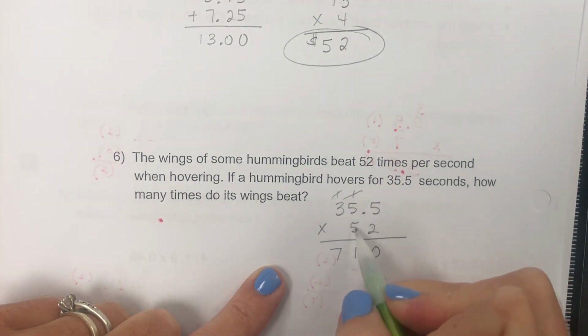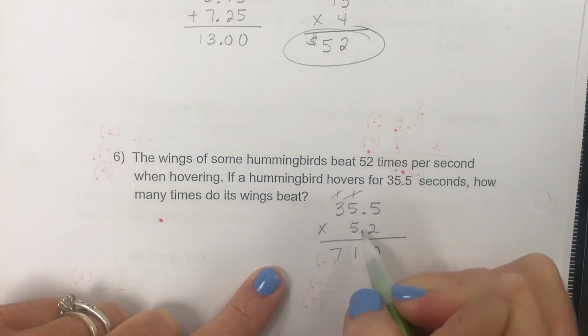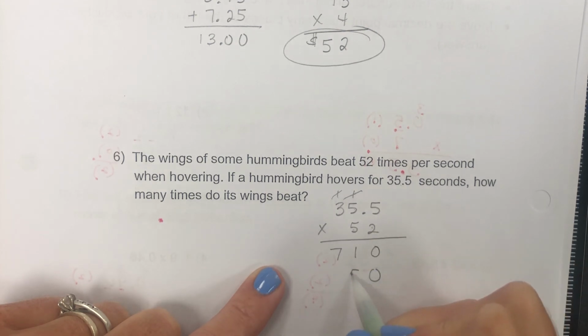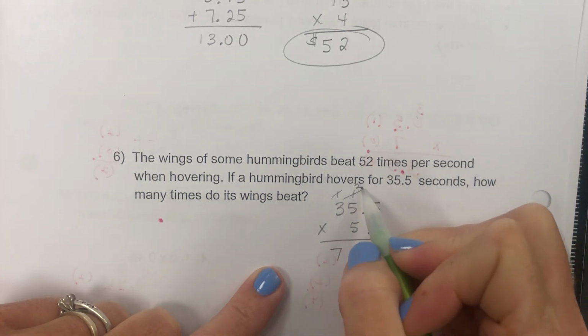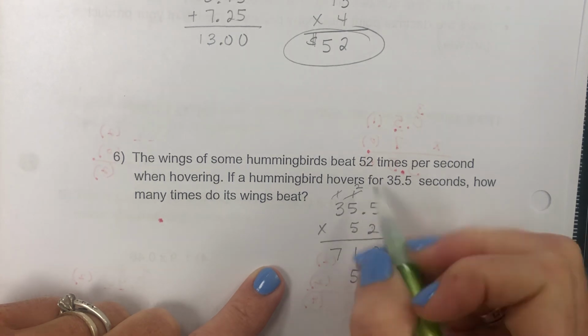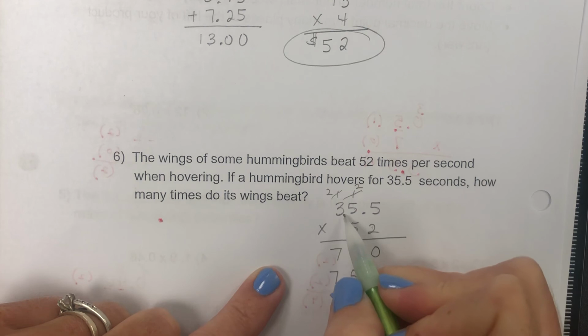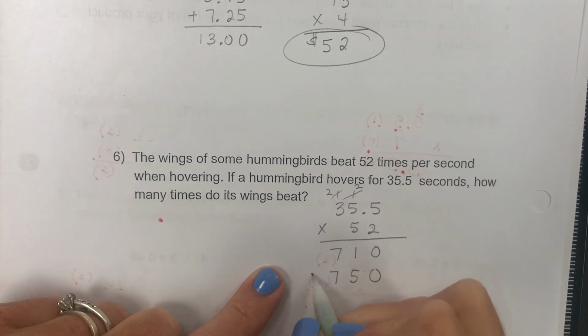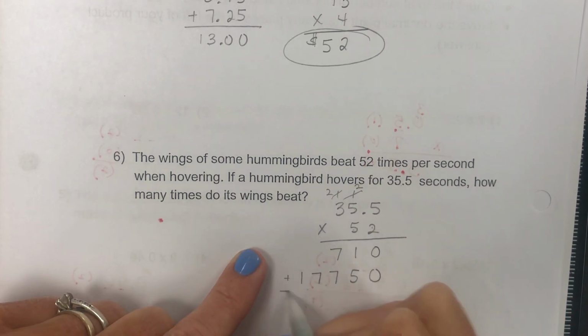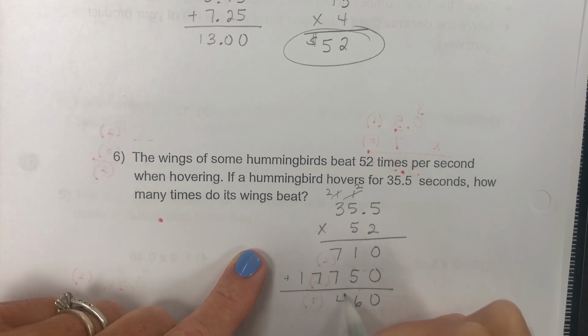I'm going to multiply the 5 through, but I have to put a 0 for a placeholder first. 5 times 5 is 25, so I'm going to carry my 2. 5 times 5 is 25, plus 2 is 27, carry my 2. 5 times 3 is 15, plus 2 would be 17. Add it up.